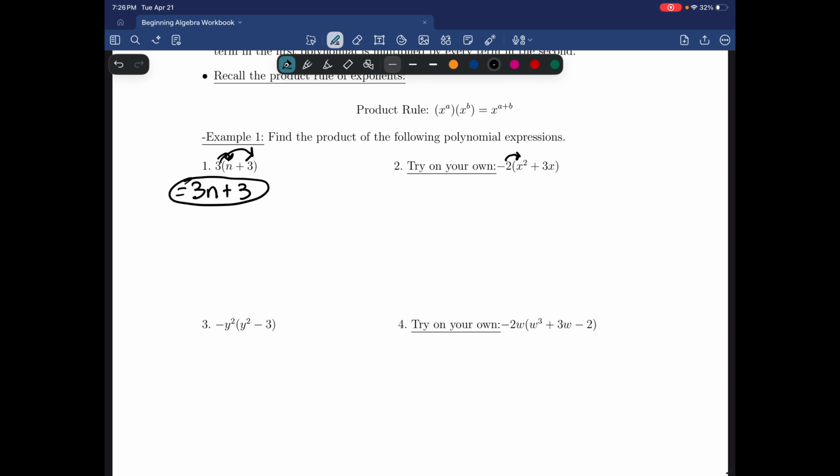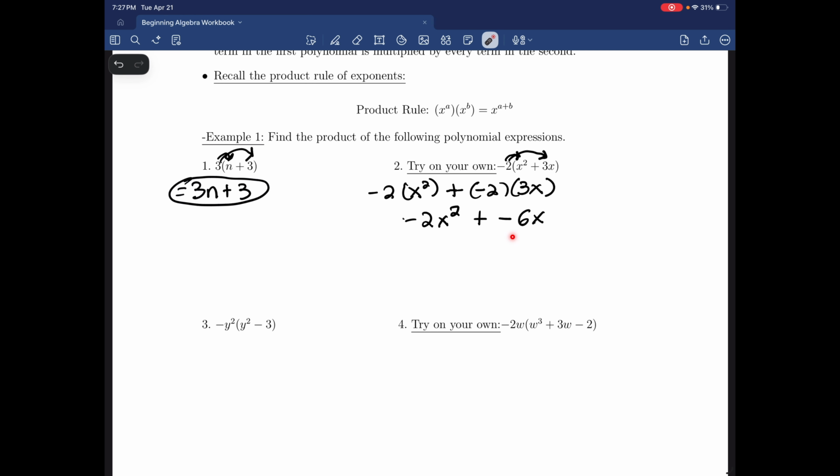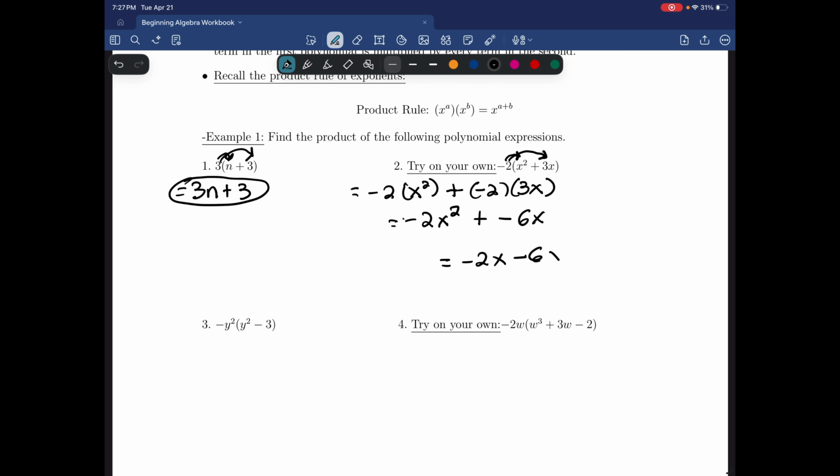So here, all we have to do is simply distribute in that -2. So we're going to have -2 times x squared. And then we're going to add -2 times 3x. And when we do that, we get -2x squared. And then -2 times 3x is -6x. So we're going to do plus -6x. And recall, whenever we add a negative, that addition sign changes to subtraction. So our final answer is going to be -2x squared minus 6x.